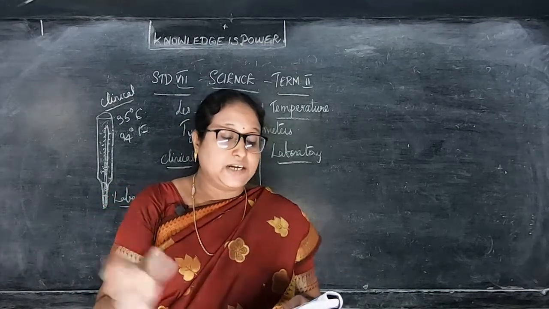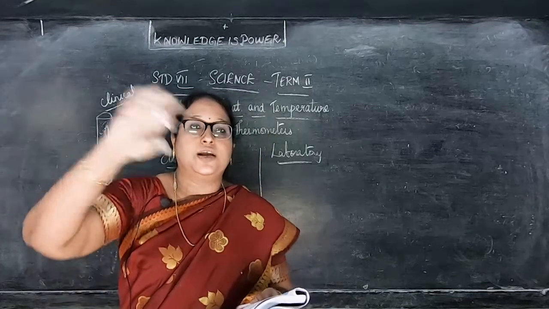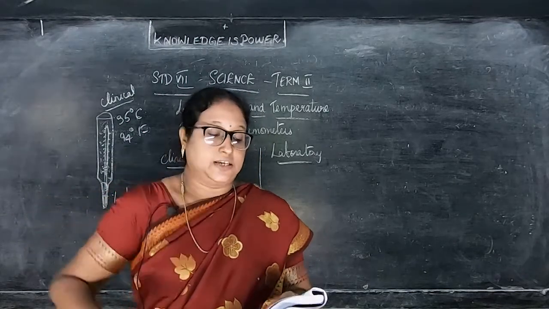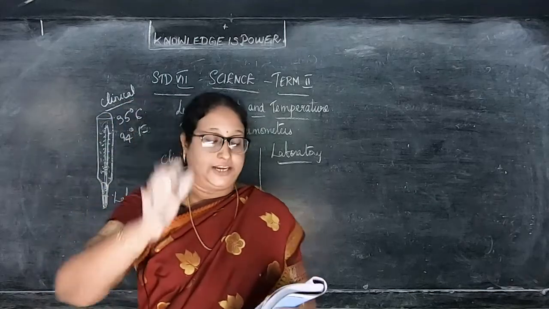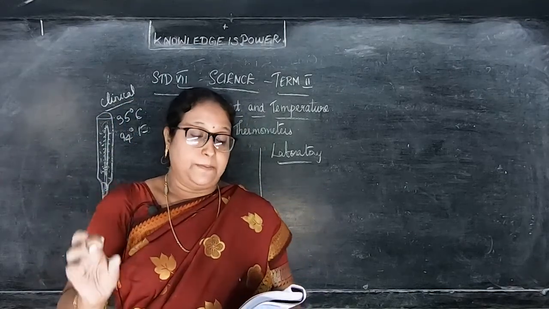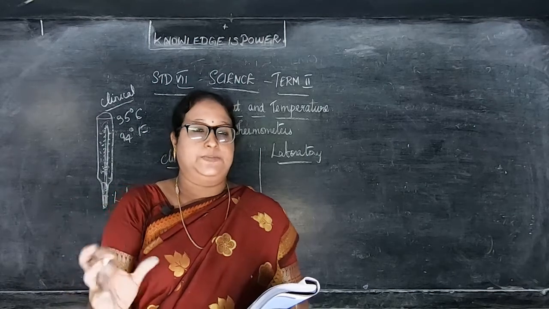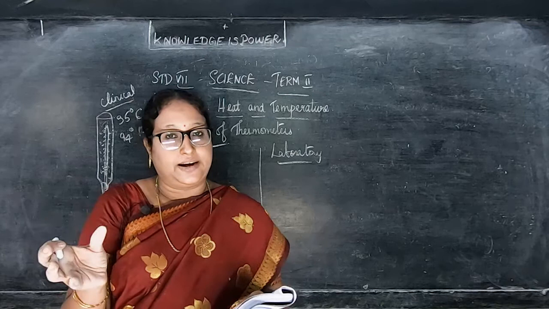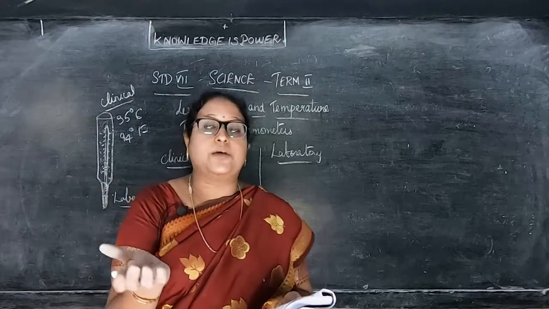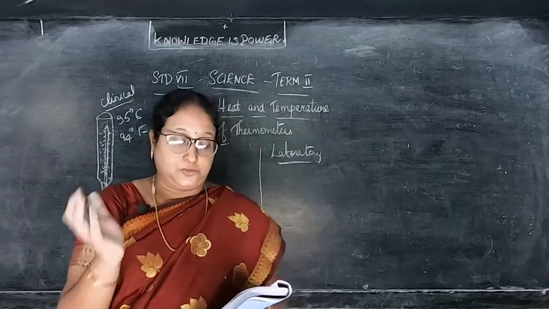Now, do not tilt. Tilt means you should not hold it upside down. You should not tilt the thermometer while measuring the temperature. Place it upright. You have to keep it straight. Then note the reading only when the bulb has been surrounded by the substance from all the sides. These are the precautions to be taken.